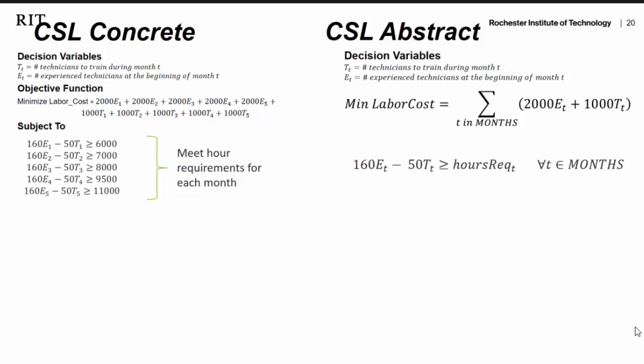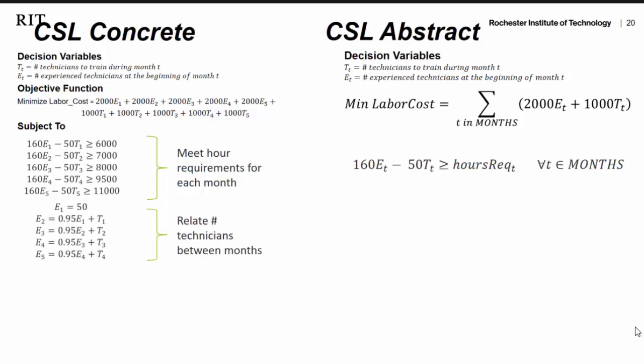So we can rewrite those 5 constraints with this one line in our abstract model that says 160 times the number of experienced technicians for that month minus 50 times the number of trainees for that month is greater than or equal to our required hours for that month. And then we have this little part on the end that says, and we have one of these constraints for every single one of our months.